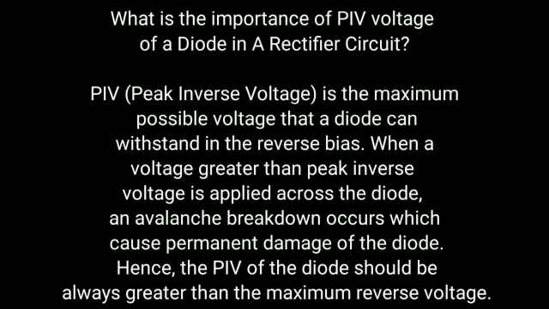Now next question is, what is the importance of PIV, means peak inverse voltage of a diode in a rectifier circuit? PIV is the maximum possible voltage that a diode can withstand in the reverse bias. When a voltage greater than peak inverse voltage is applied across the diode, an avalanche breakdown occurs which causes permanent damage of the diode. Hence, the PIV of the diode should be always greater than the maximum reverse voltage.